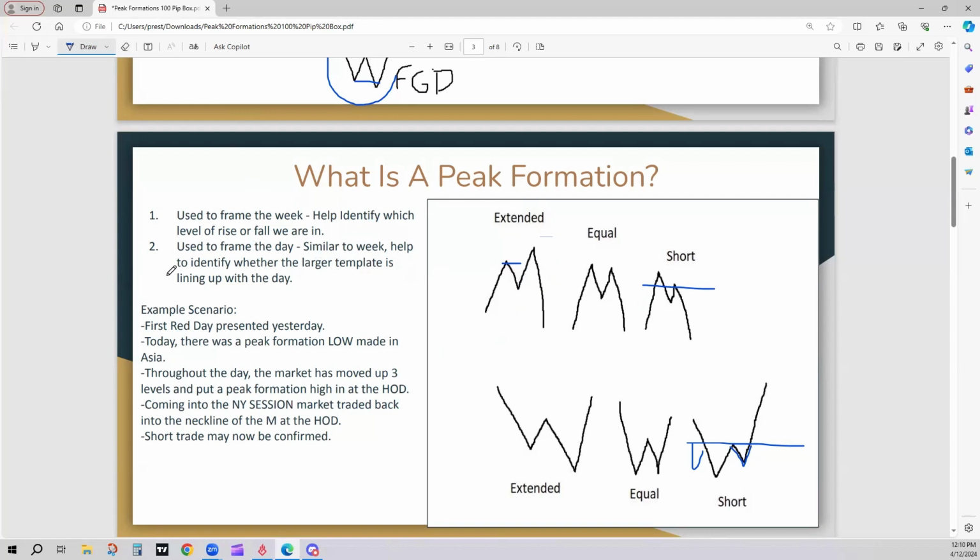So I'm going to give a couple of different scenarios, and we're going to walk through them together. Here's the scenario right here. First red day. So I'm trying to frame my week. I'm trying to identify best trades in order for me to take a trade on the following day. So first red day is presented. What is a first red day?